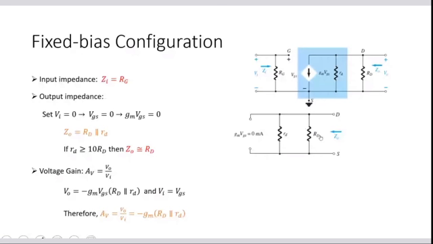This is about the fixed bias configuration. I repeat, this particular derivation is enough to find the input and the output impedance of the other circuits to follow. We will be having the same AC equivalent circuit, so we don't have to remember anything here. Just apply the logic and get the final expressions. Moving on to the next slide.